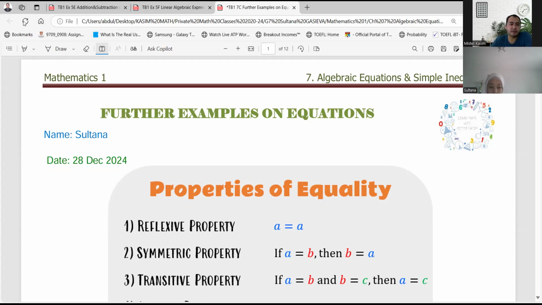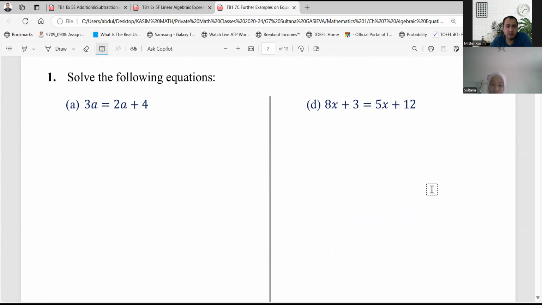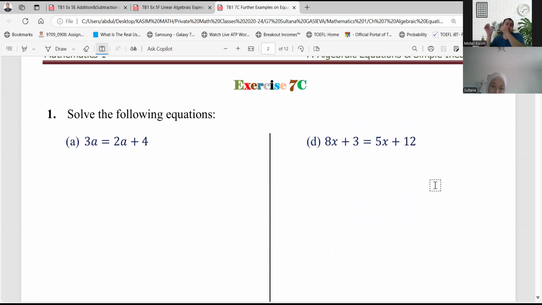Okay. Sultana, maybe you have a throat ache. That's why I don't ask you to read this one more time. And we'll read this next time. And now we'll practice equations.